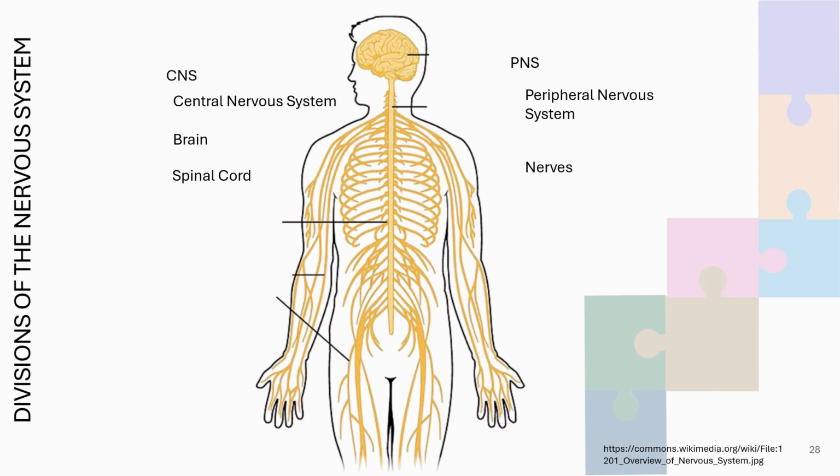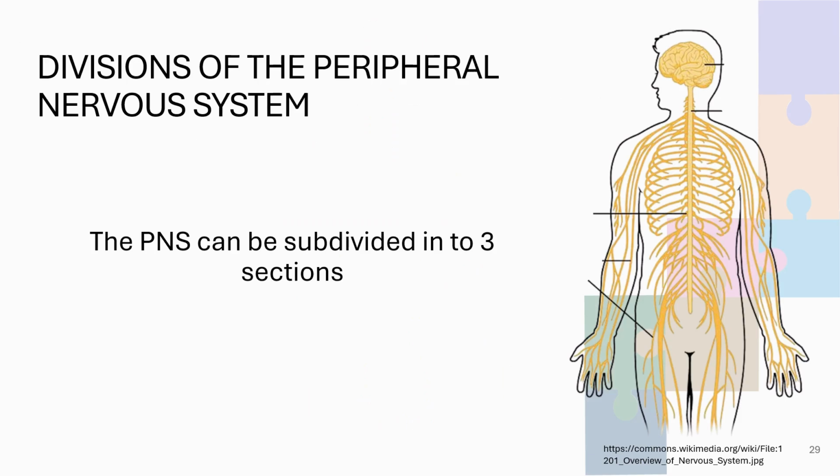The peripheral nervous system is basically anything that isn't the brain and the spinal cord. That's what I tell my students. But it is the nerves, all of the nerves that come off of the brain and the spinal cord, and then branch out through the course of the body. We are going to divide the PNS, the peripheral nervous system, into three more subsections.